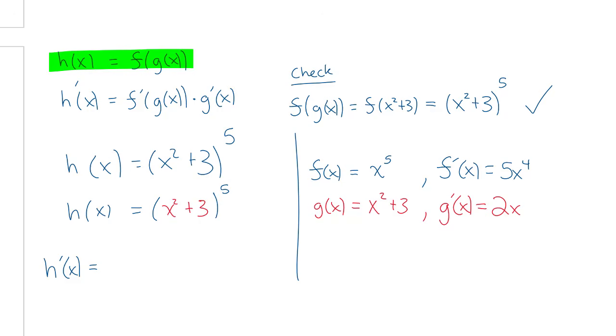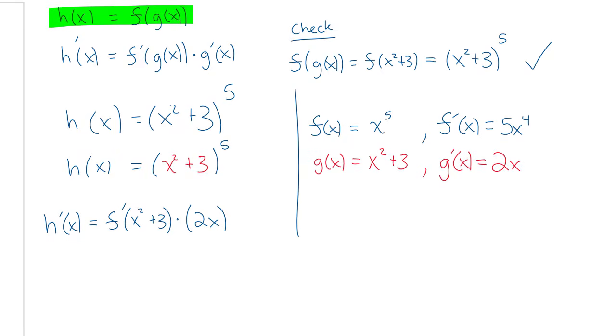I like to substitute this in stages. You could substitute it all at once, but let's just do it one step at a time. So we'll substitute g in here. We've defined g to be the quantity x squared plus 3. And then we can substitute this part, g prime, and that is 2x. So this is a product here.